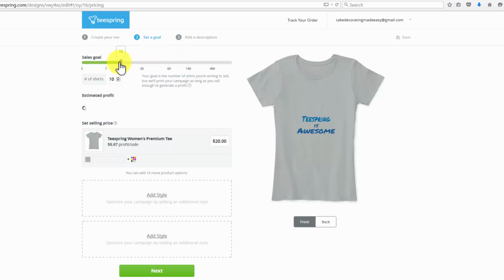Regardless of the number you choose, Teespring will always print your campaign as long as you are capable of making enough sales that can generate profit. Teespring allows you to include a goal to your campaign to show your target audience what you hope to achieve in terms of sales. Nonetheless, setting a goal also allows you to estimate the amount of money you can make from each product, especially if your goal is attained.